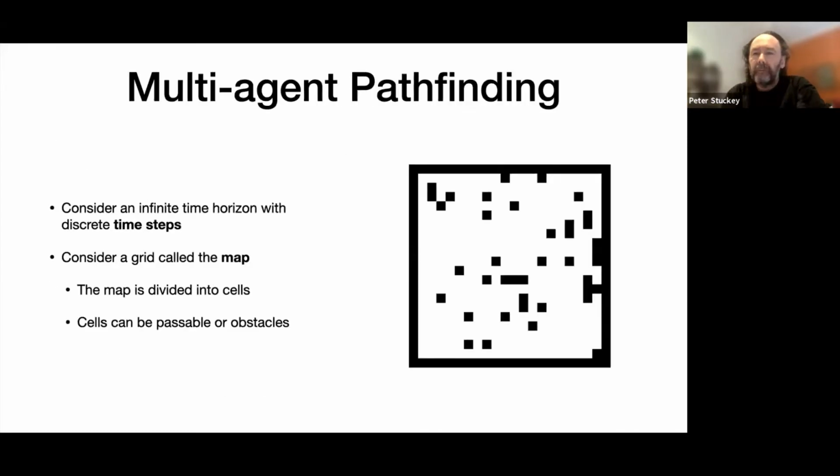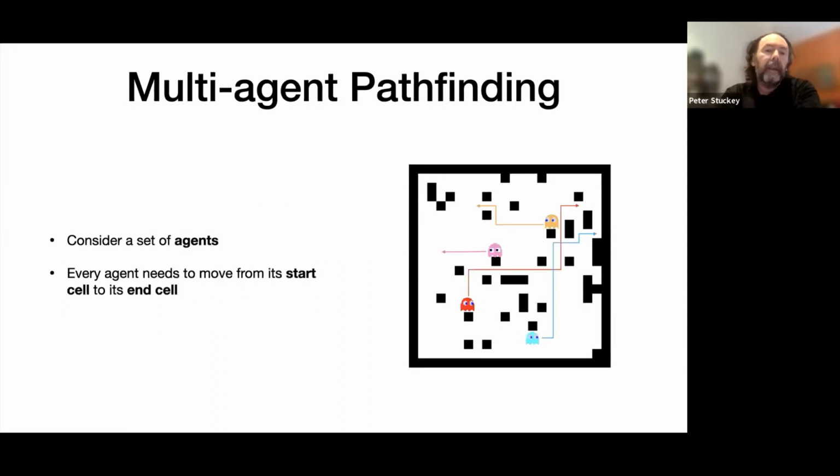Okay, so what's multi-agent pathfinding? It's this problem where we've got a map. It's a grid map. We're going to stick with grid maps for the moment, although it doesn't have to be a grid map. And it's divided into cells, and the cells can be passable or obstacles. So the white cells are passable and the black cells are obstacles. And you're given a set of agents, and they have a start location where they start now, and they each have to go to a target location or an end cell. And they all have to move there.